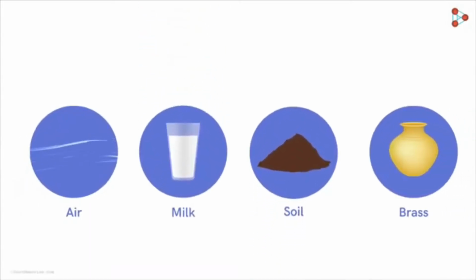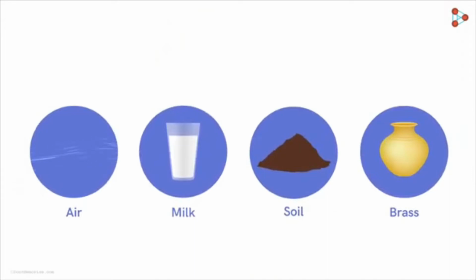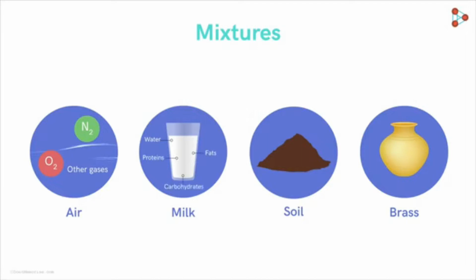Most substances that we encounter every day are a mixture of two or more substances. Just like air, which is composed of oxygen, nitrogen, and other gases. A glass of milk, which contains water, proteins, fats, and carbohydrates. Soil, which has lots of mineral components to it. Or brass, which consists mainly of copper and zinc.